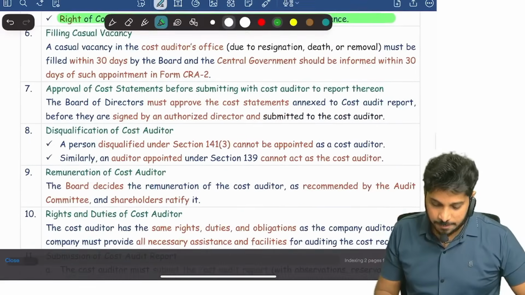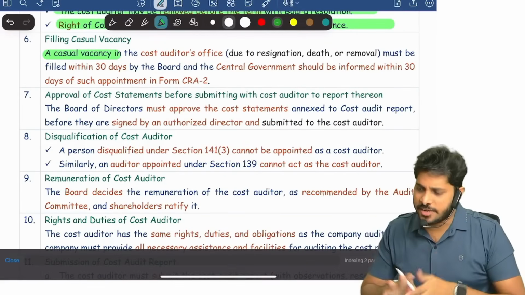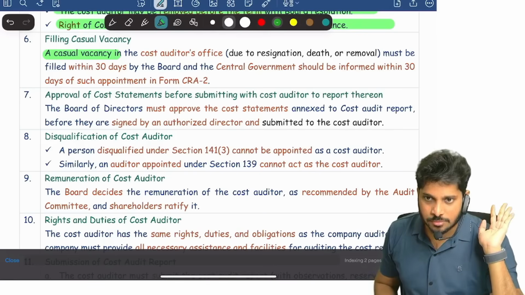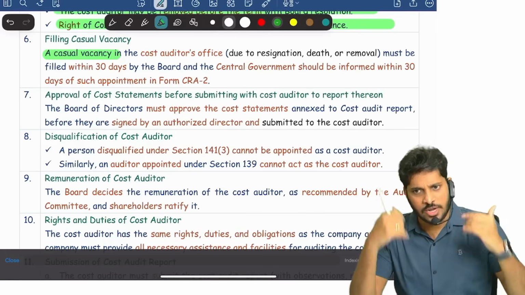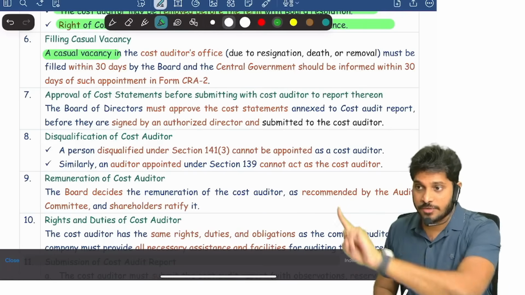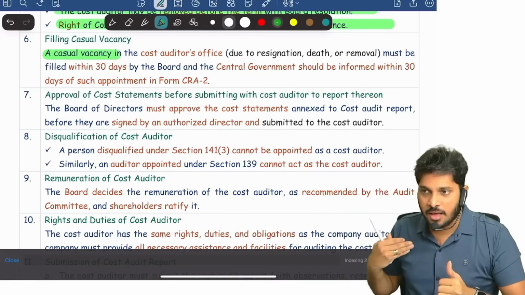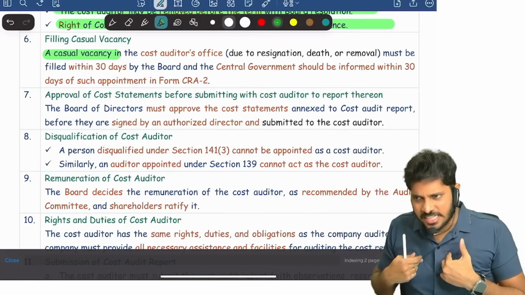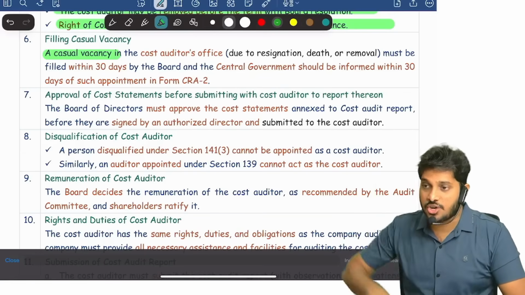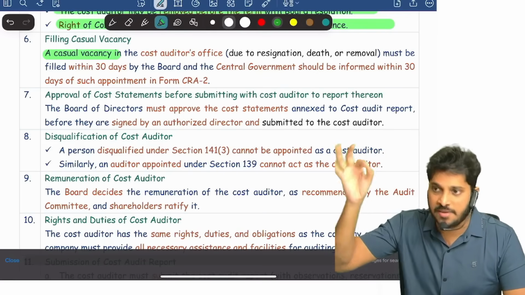Okay, next. Now, suppose a vacancy, a casual vacancy. What is a casual vacancy? For example, we appointed you. After appointment, a disqualification happened for you and you left the position. You left the company position. That is called vacation of office. Why did you vacate? I didn't vacate. The company removed me, or I became disqualified, or I resigned, or death. Because of all these reasons, the cost auditor position in the company became vacant. And that vacancy is called a casual vacancy.